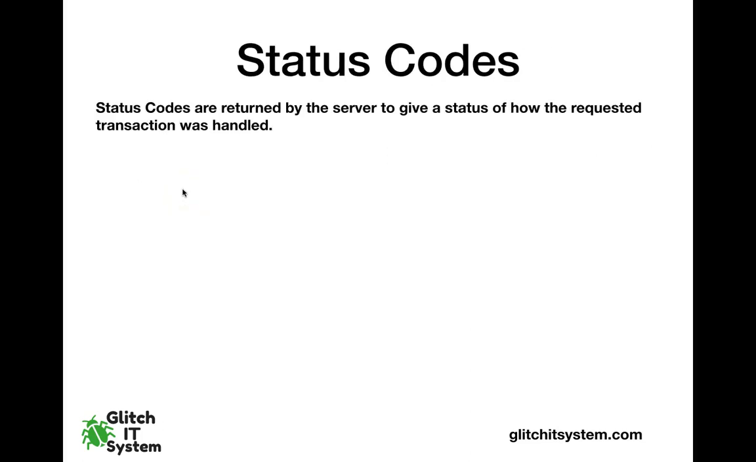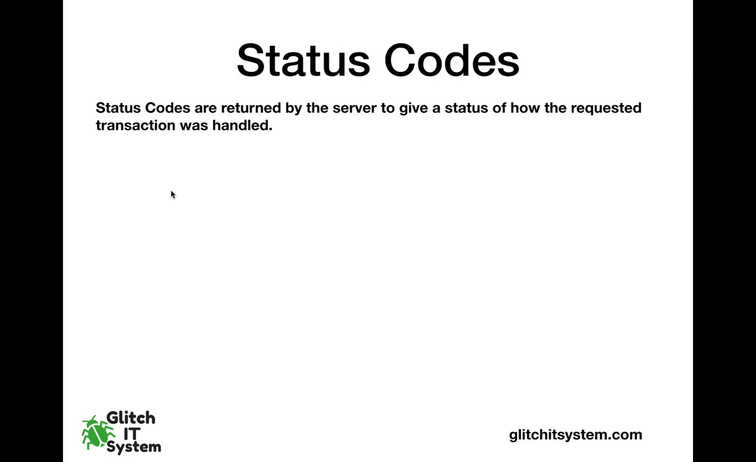All right, we're going to talk about HTTP status codes. Status codes are returned by the server to give a status of how the requested transaction was handled. So when you send one of those get, post, put, delete requests that we just learned about, the response from the API server is going to have multiple parts to it, but the first thing that it's going to send is a status code. A status code is just a 3-digit number that gives you quick information about what happened with the request.